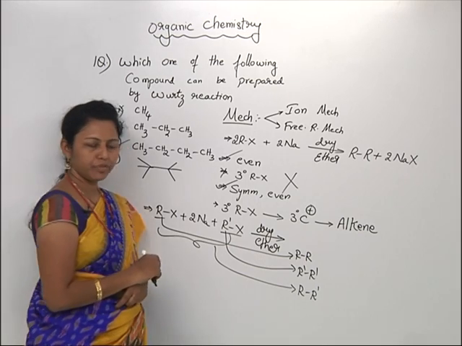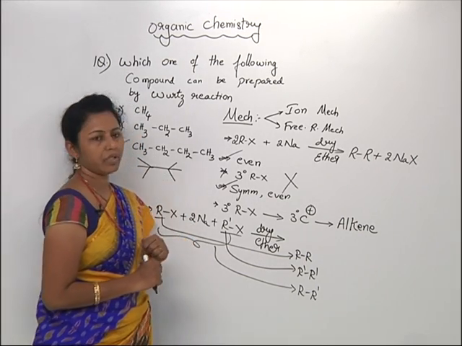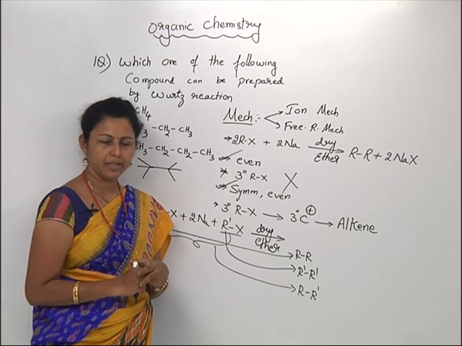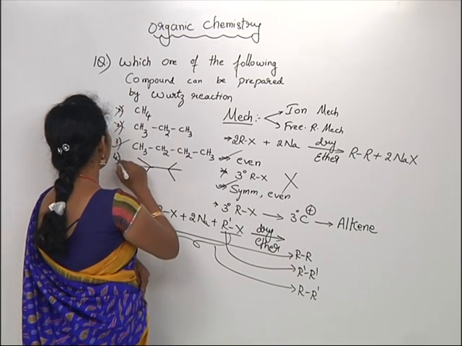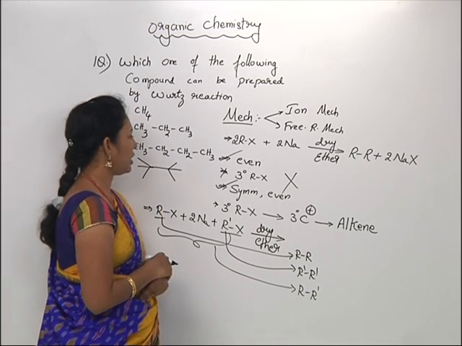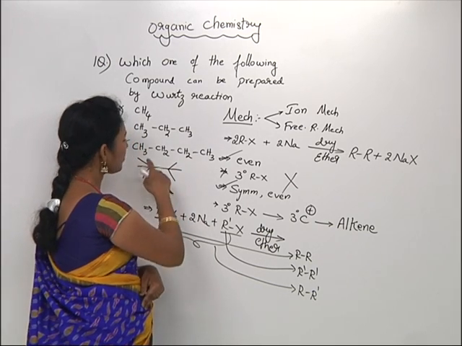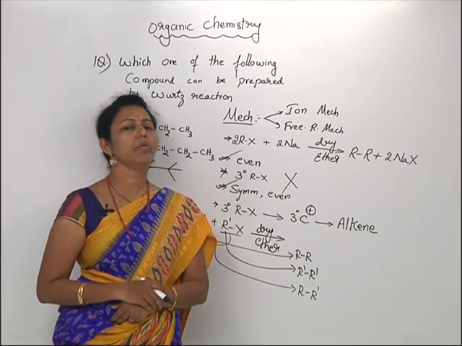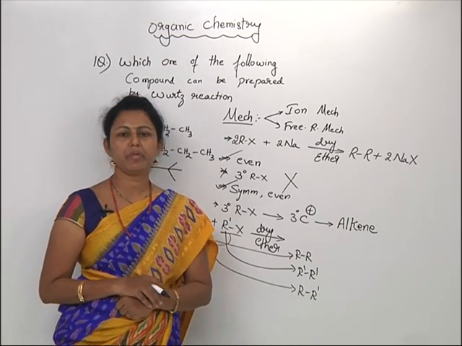The fourth option is also an even number symmetrical alkane. But to prepare this one, we have to take a tertiary alkyl halide, and tertiary alkyl halides cannot be taken here. So what will the answer be? We can prepare only butane, that is the 4 carbon compound. So this type of question we will get from named reactions.